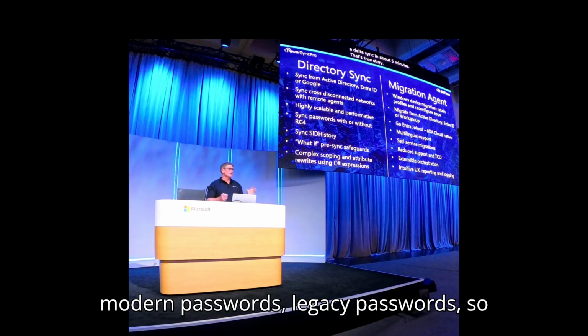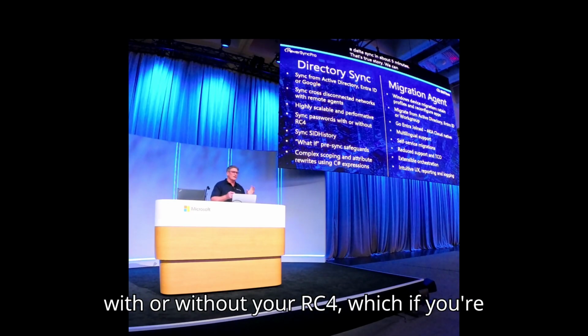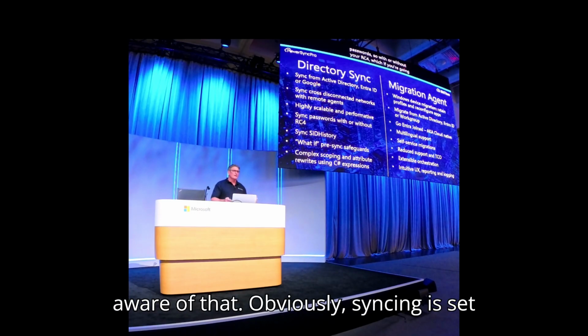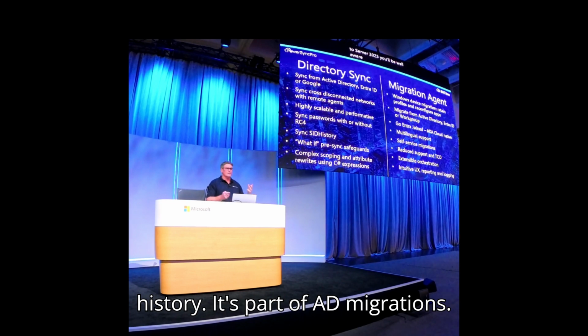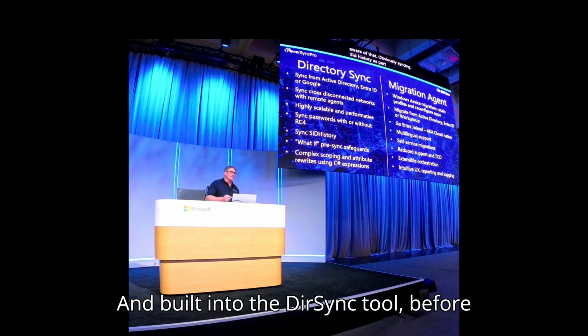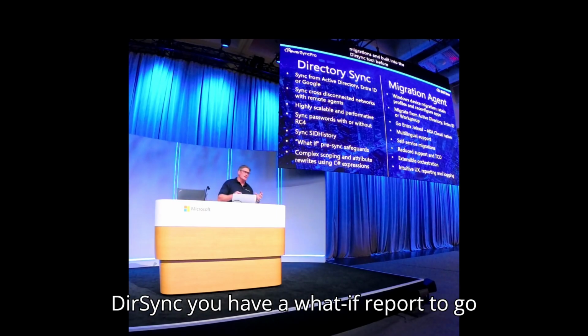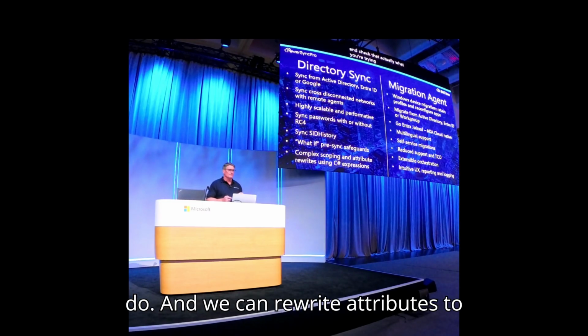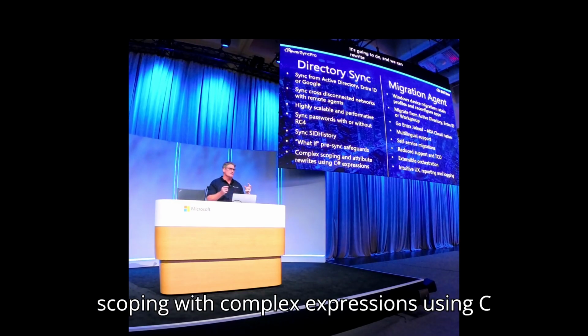We can sync modern passwords, legacy passwords, so with or without your RC4, which if you're going to Server 2025, you'll be well aware of that. Obviously syncing SID history as part of AD migrations. And built into the DirSync tool, before you can even export a migration, a DirSync, you have a what-if report to go and check that actually what you're trying to do will be what it's going to do. And we can rewrite attributes, do scoping with complex expressions using C#.